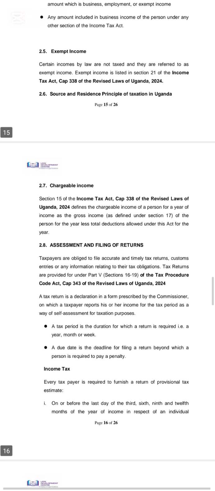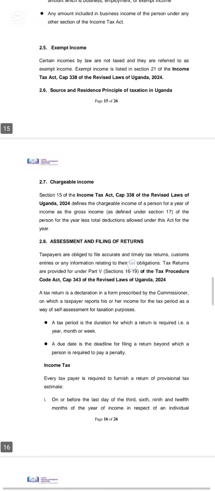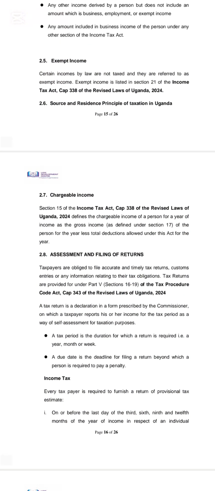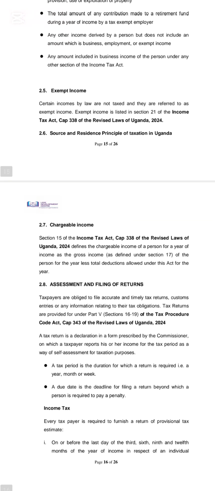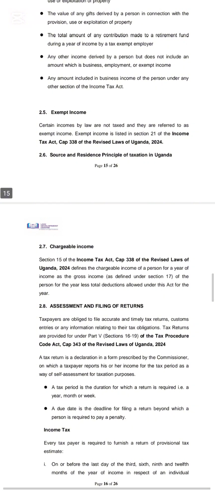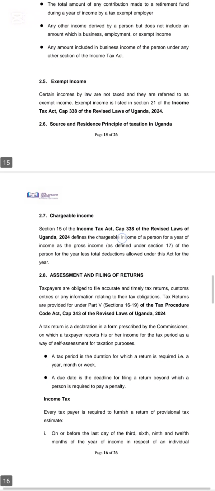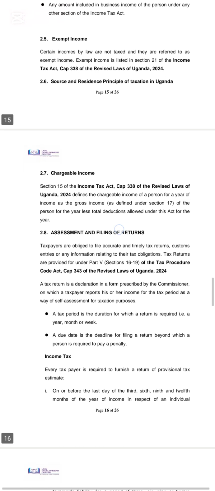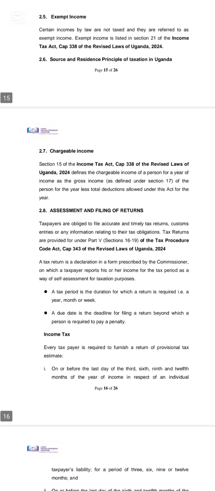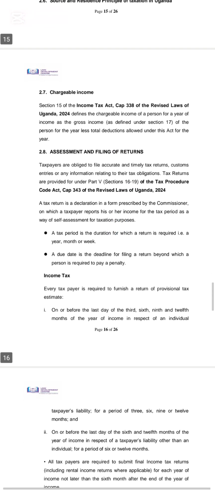Exempt income: certain incomes by law are not taxed and they are referred to as exempt income under section 21. So they include the following: source and residence principle of taxation in Uganda. So exempt income is the one which is not taxed, or which are exempted from taxation under section 21 of the Income Tax Act. For example, salaries of judicial officers.